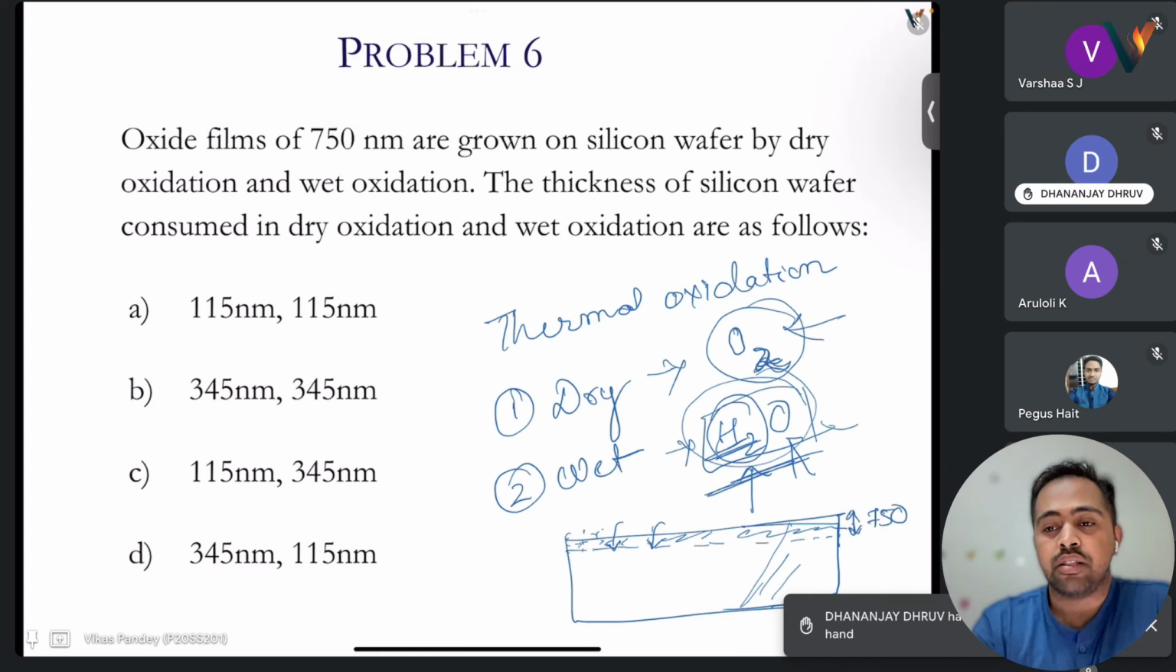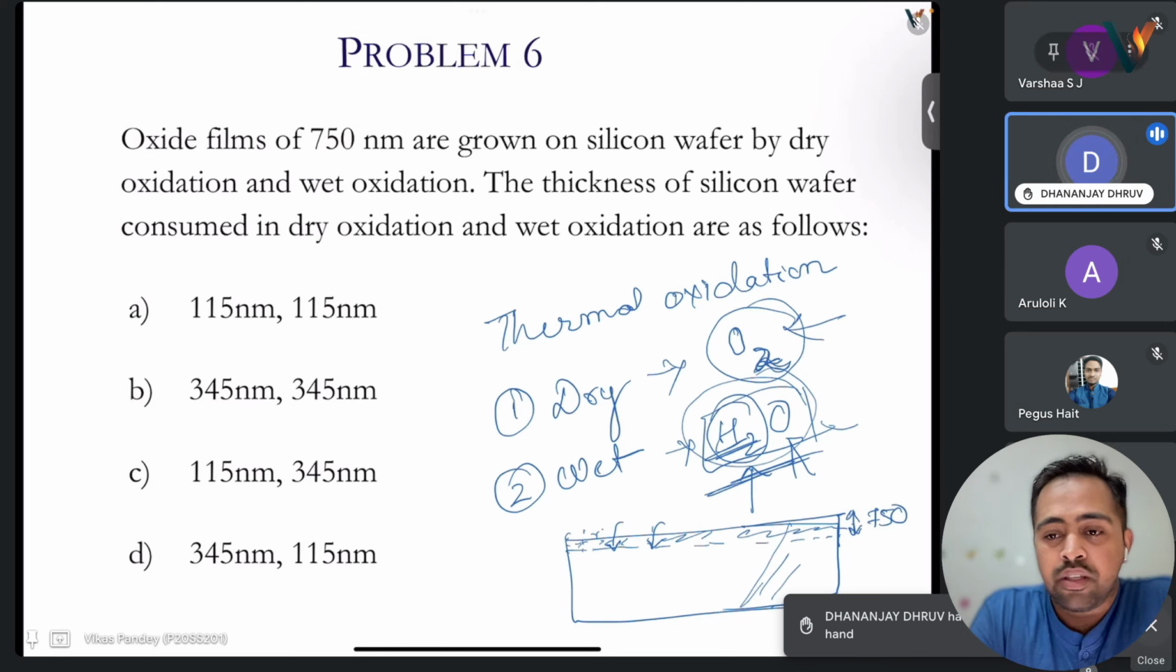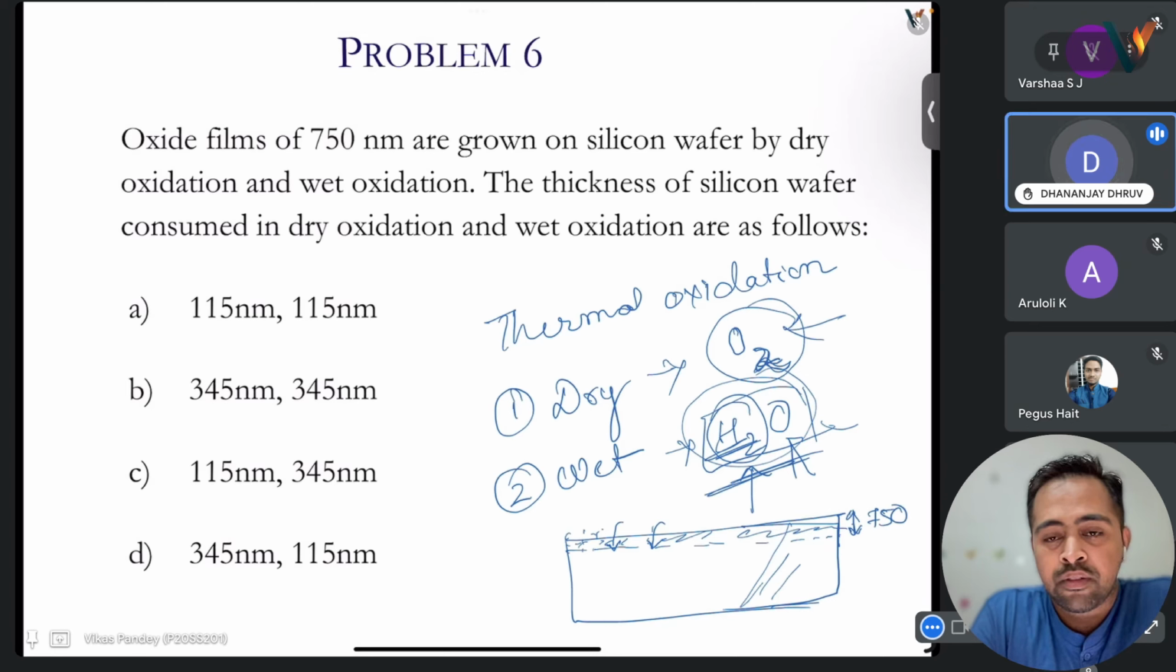Yes, Dhananjay ji, yeah. I do have one question. We are using either a horizontal furnace or a vertical furnace for the deposition of this oxide, where the temperature is around 1100 degrees Celsius, and we are passing oxygen. What about the chances of fire?